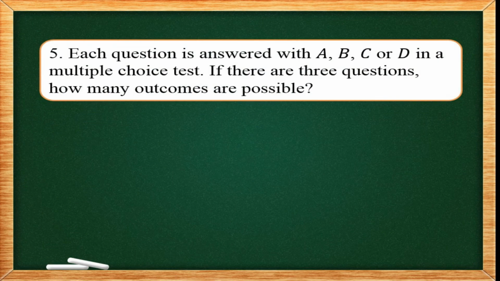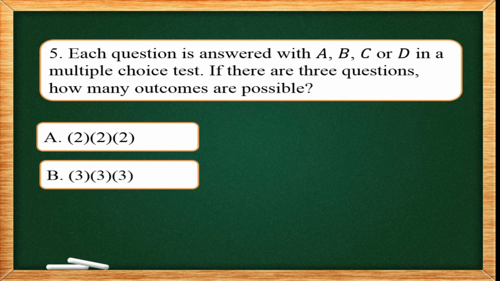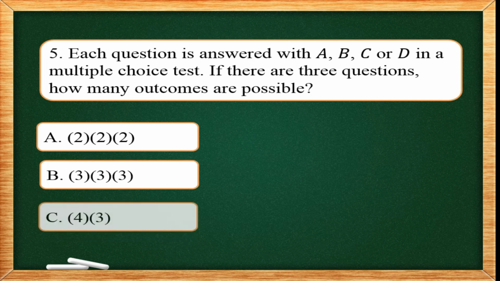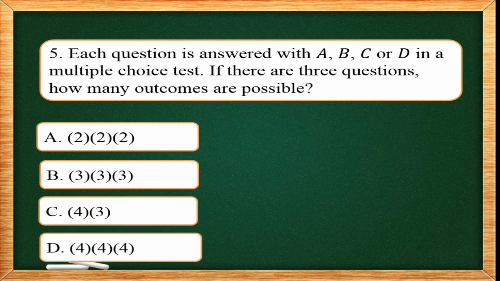Number 5. Each question is answered with A, B, C, or D in a multiple choice test. If there are 3 questions, how many outcomes are possible? A. 2 by 2 by 2. B. 3 by 3 by 3. C. 4 by 3. D. 4 by 4 by 4.